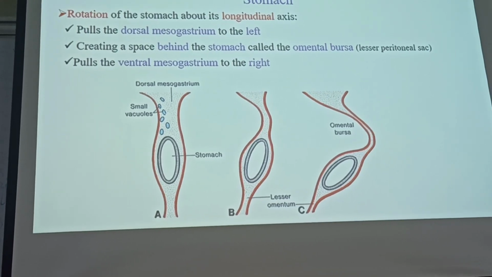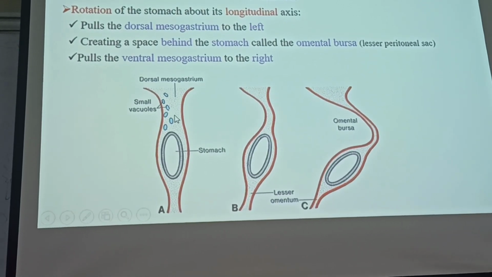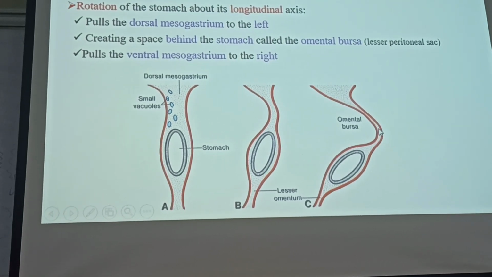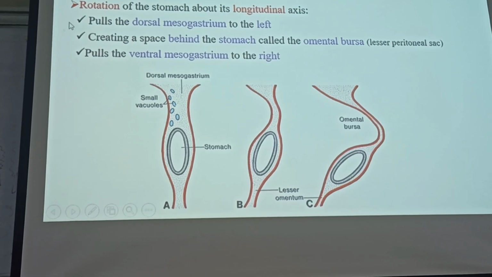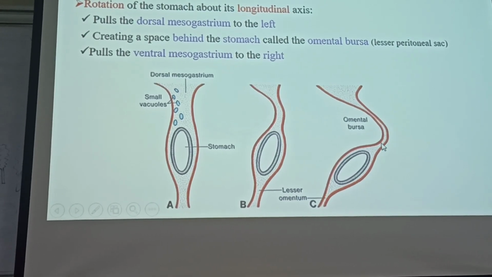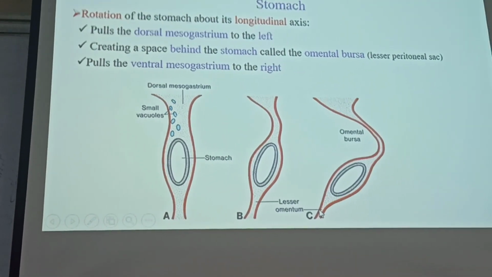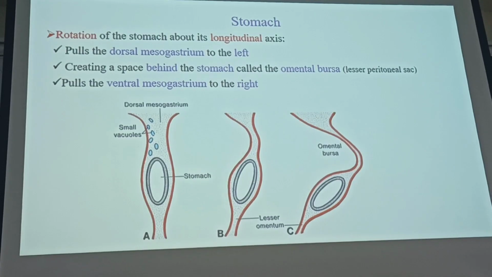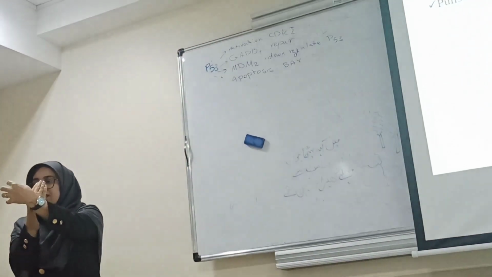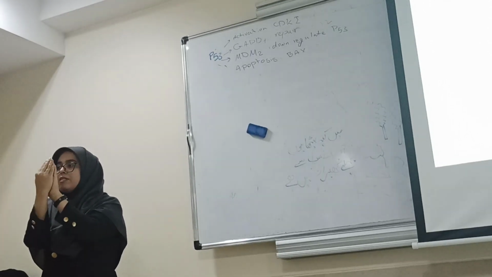After longitudinal rotation of stomach, dorsal mesentery pulls to left or posterior part. Dorsal mesentery or mesogaster pulls to the left part, and ventral mesogaster or lesser omentum pulls to the right side. Okay? Ventral or lesser omentum is here and dorsal mesogaster is here.